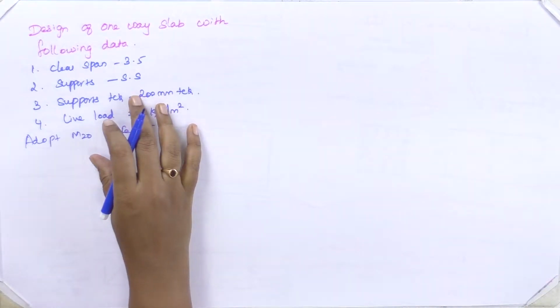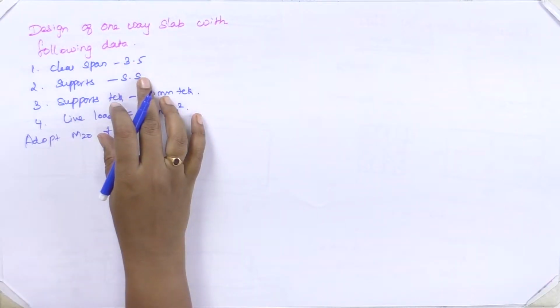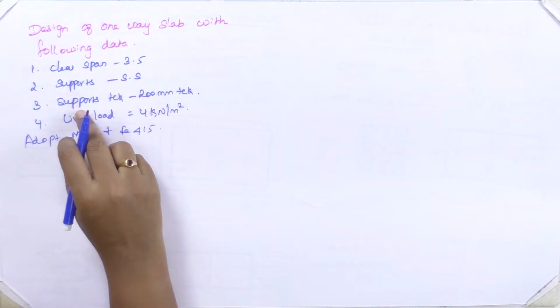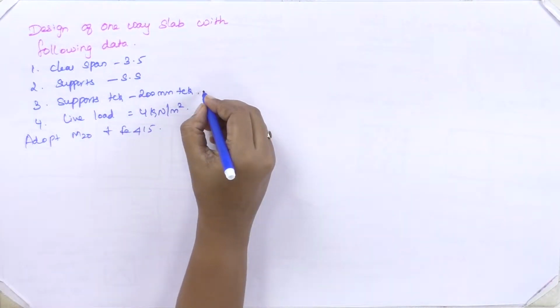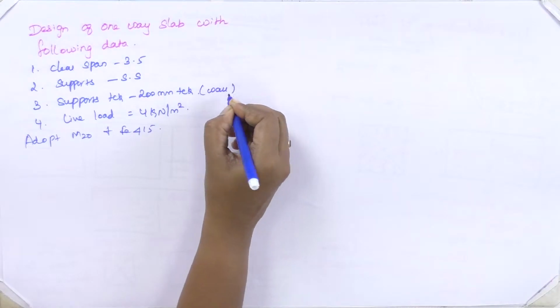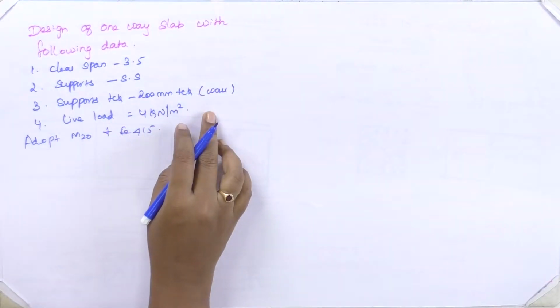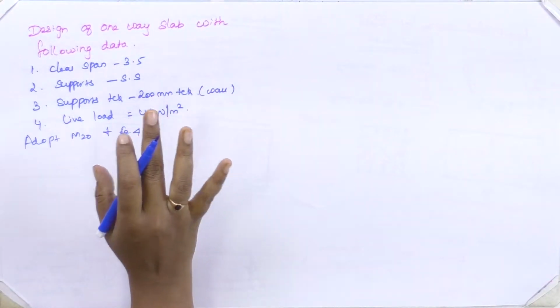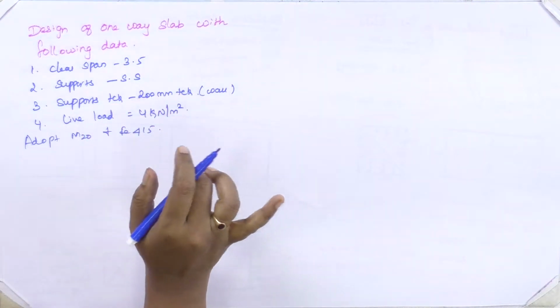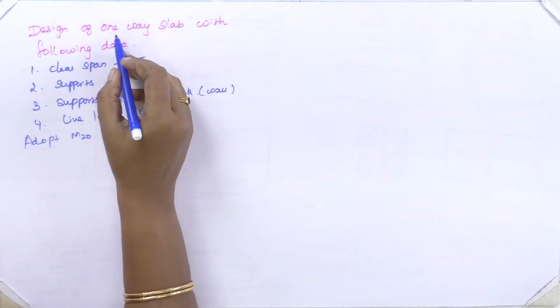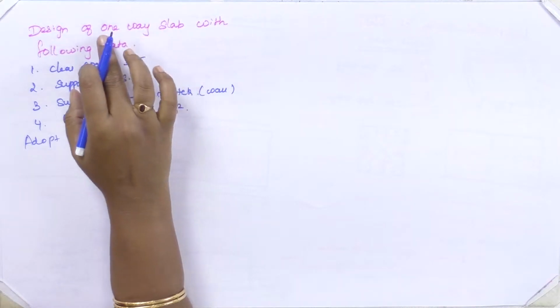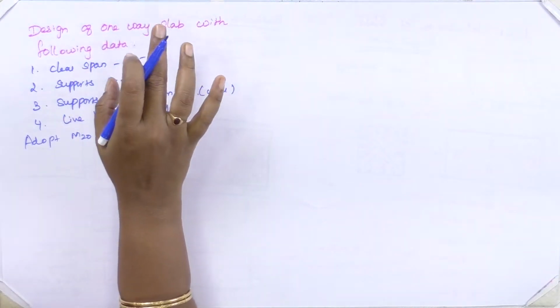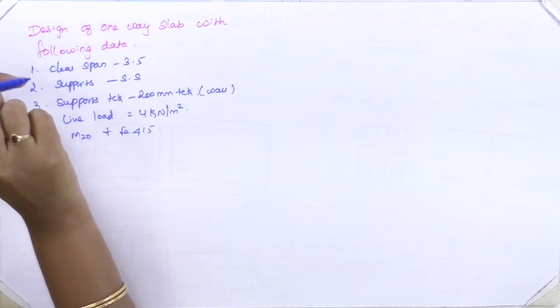Okay, now we all know about the clear span. Support conditions are simply supported. Then support thickness, we have a wall thickness of around 200 mm. The live load is 4 kilonewton per meter square. How to design the slab? They didn't give any dimensions regarding this, but they have given that it should be a one-way slab. Okay.